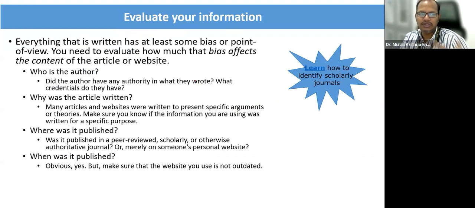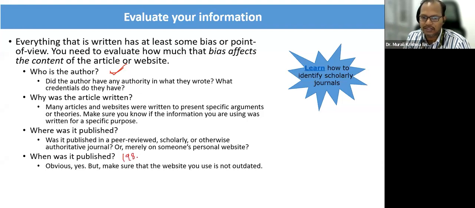Whatever information you have about things, you need to look at it. Once you come to writing an article, or even when you are looking at a paper, there are some things you need to look at: who is the author, why the article was written, where it is published, and when it is published.